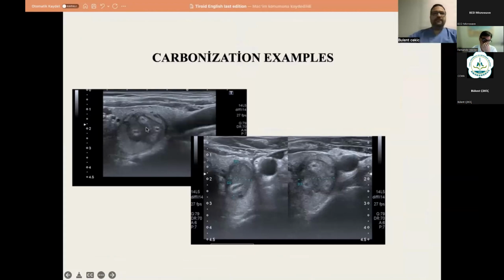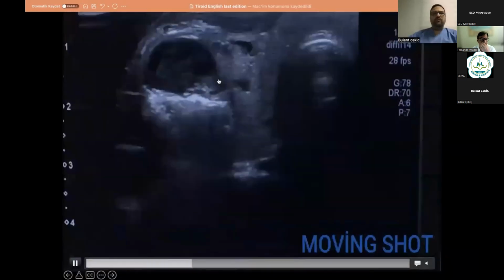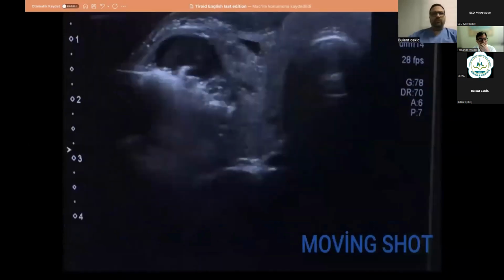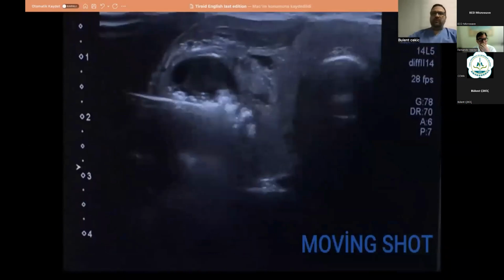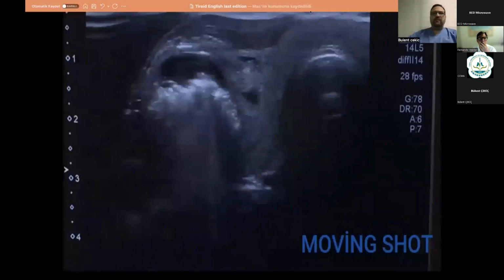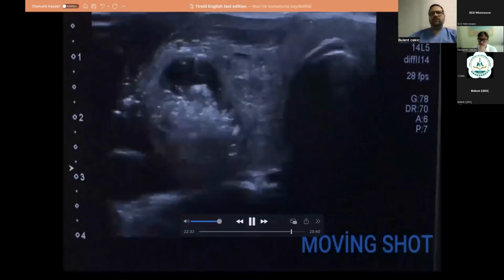And here we use a microwave cooling system. As we see, in the beginning we give lidocaine under the strap muscle. And then we use hydrodissection between the carotid artery and the thyroid nodule. After that, we begin at the posterior inferior part of the thyroid nodule, from posterior to anterior and from inferior to superior. And if we see bubbles, we move back.